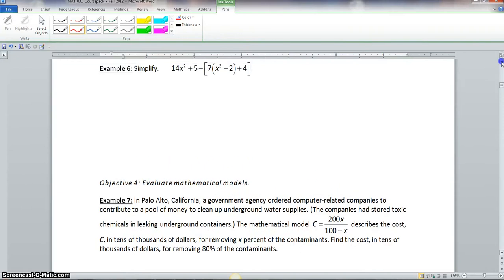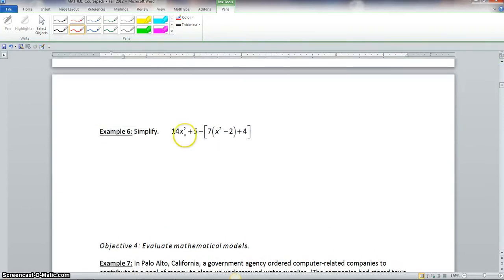Okay, now we go here to example 6. Example 6 is a little lengthy, but it tells us to simplify. So we don't have any substitution here. So we still will follow the order of operations. All of these values on the outside of the parenthesis, we cannot do anything with them yet.